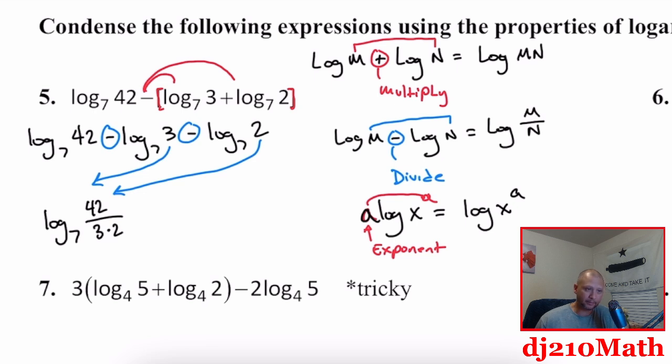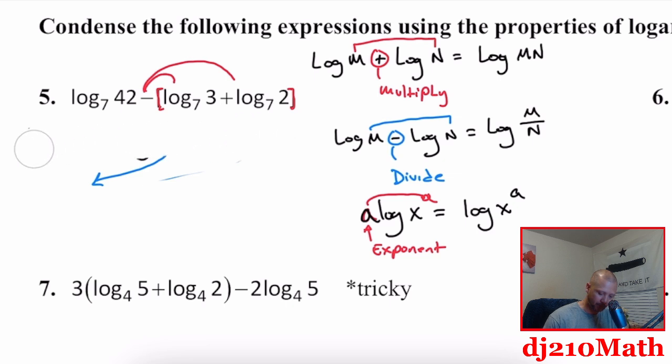3 times 2 is 6. All right. So let's say you don't believe me. Let's just say for the sake of argument, you're like, bro, I don't like this. All right, that's cool. Here's something else you could do.